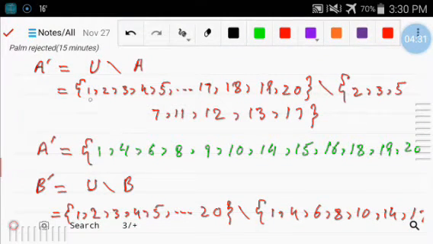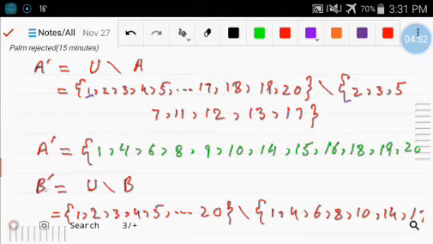So for A complement, the elements: 1 is in set U but not in set A. So we take 1. Similarly 4, 6, 8, 9, 10, 14, 15, 16, 18, 19 and 20.